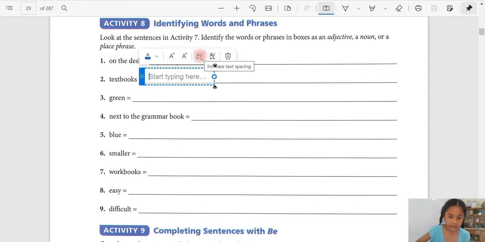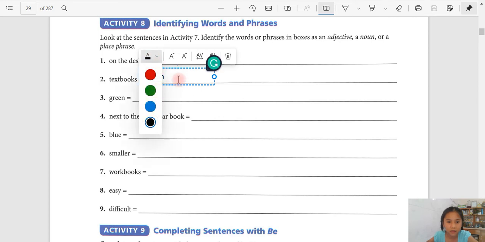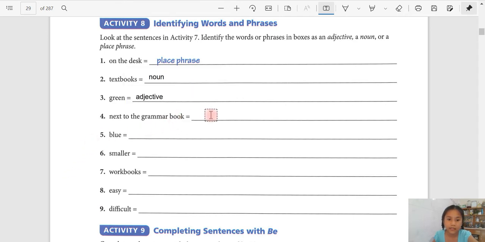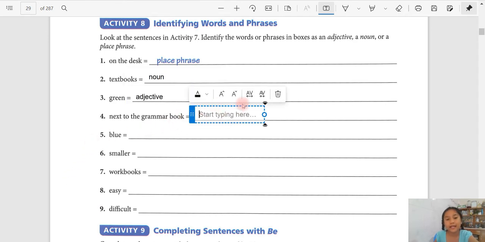This is noun. Textbooks is a noun, right? Green. Green is a word to describe something, and we call it an adjective. Next to the rainbow book. Next to is a place. It's a word to describe a place. Well, this is a place. Right.